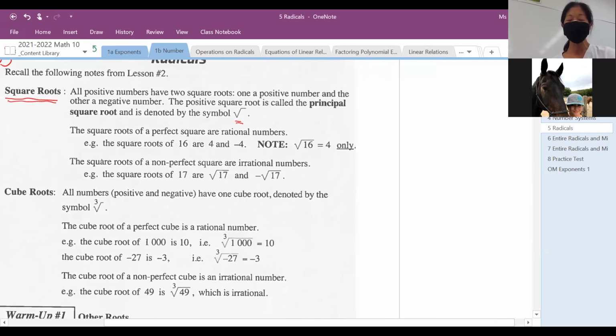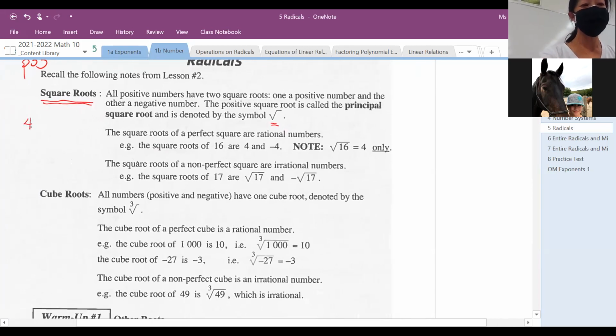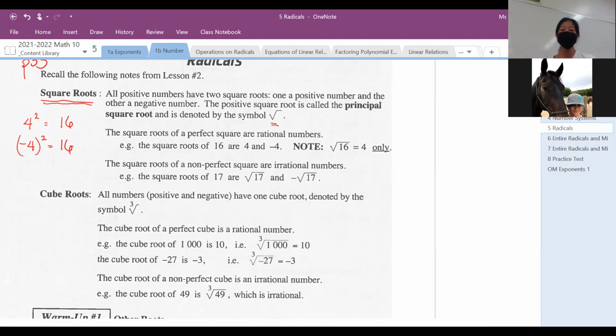So here's one little kind of a picky piece, but I think it's also important to recognize. If I said 4 squared, we know that that is 16, right? If I take -4 and square that, that is -4 times -4, also 16, okay? So when I say, what are the square roots of 16? I'm saying what times itself equals 16. You could say the square roots of 16 are 4 and -4.